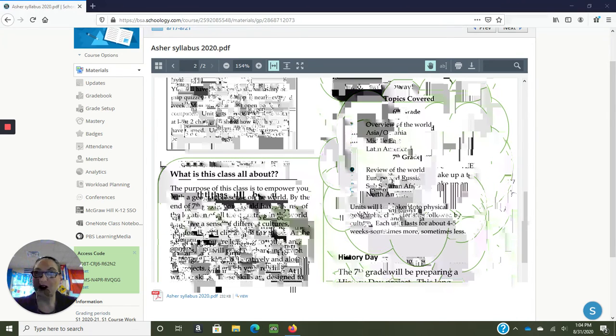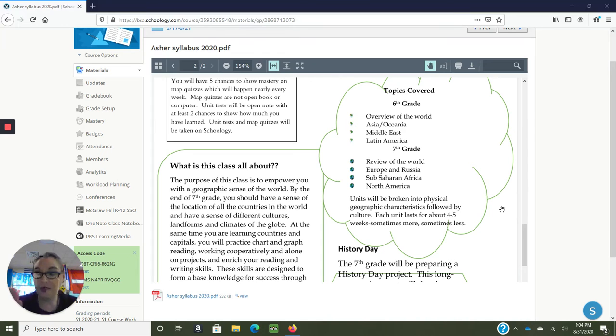This year, we're going to cover the other half of the world, physical geography always first, then the cultural or human geography. Europe and Russia, Sub-Saharan Africa, and North America are on the table for this year.